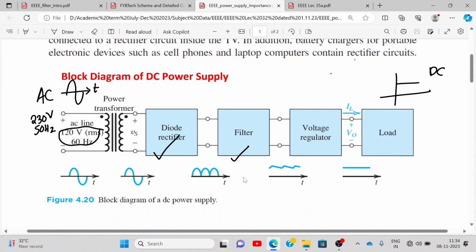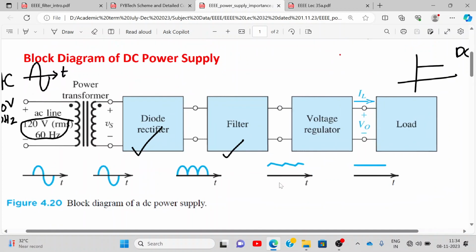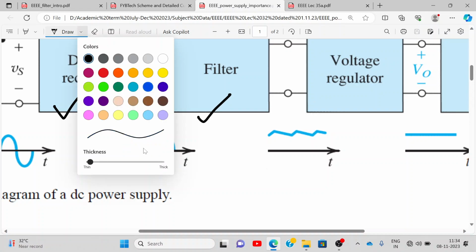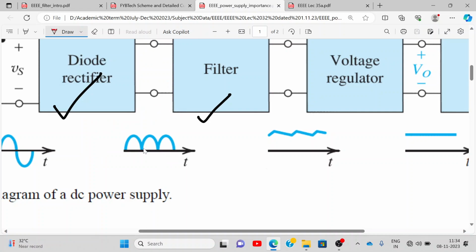Now, there is another process called filtration. What will this filtration process do? It will filter out the AC component as much as possible. So right now the AC component is this much over here, right? This is the amount of AC which is present. Now here if you can see, the AC component has reduced quite a lot and it's moving towards the DC component, right?